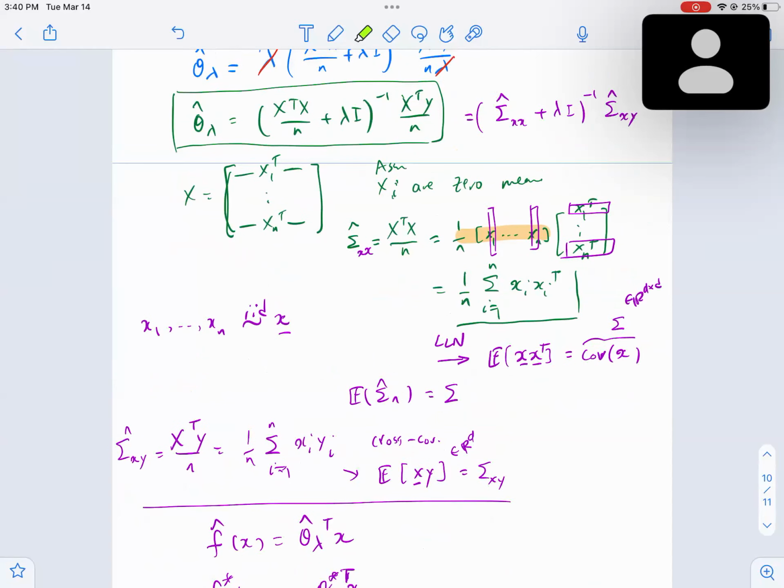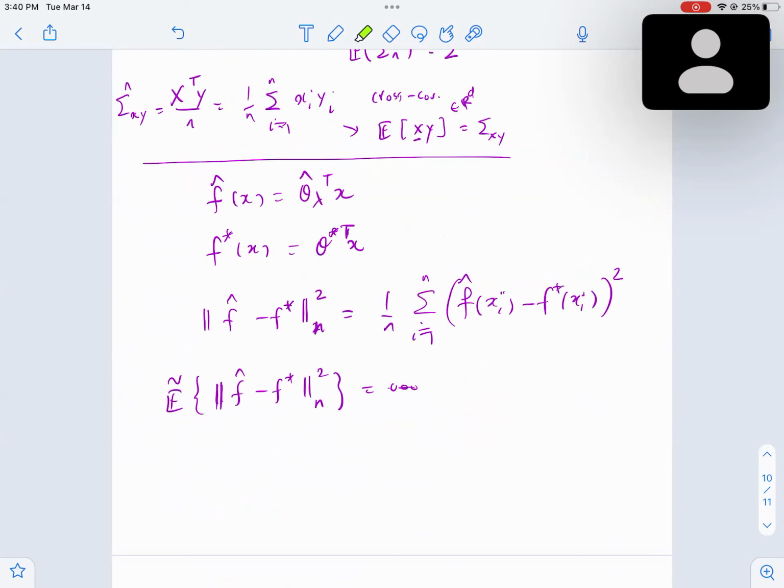Questions so far? This is like a recap. And then, instead of comparing theta hat to theta star, we decided to compare f hat to f star. Remember that we're trying to predict y. So this is going to be our optimal predictor, f star.